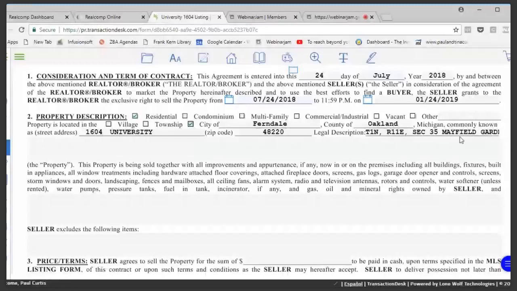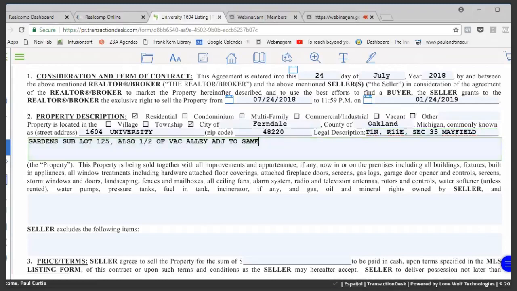Now, as you can see here, our legal description is partly cut off. Here's how to remedy that. Just click there. We're going to highlight all of this stuff that you can't see, cut it over here and paste it there. Then we've got all of our legal description in there.